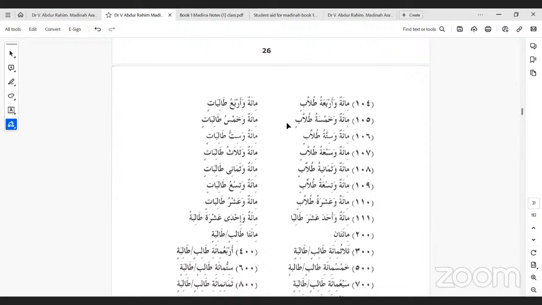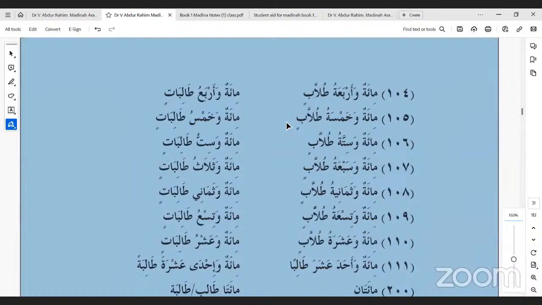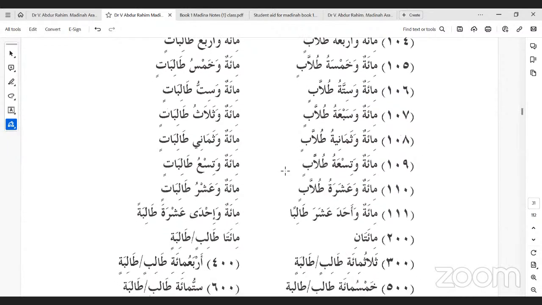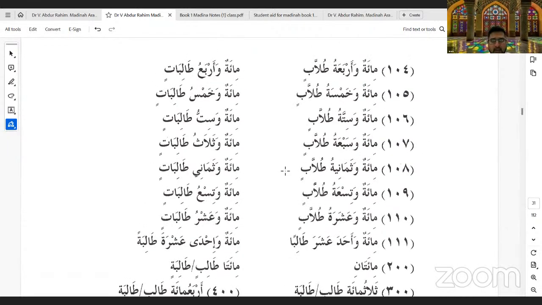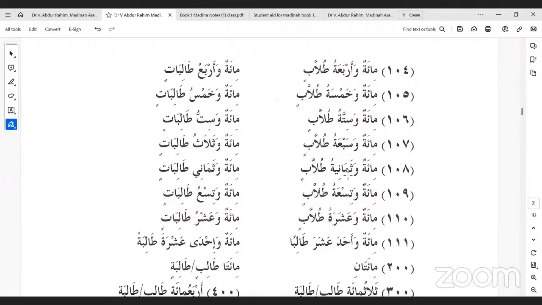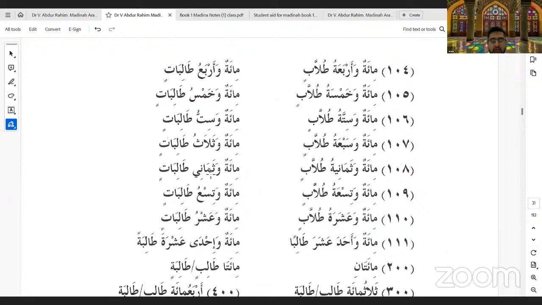Then Miyatun wa Sab'atu Tullabin is 107 male students. Miyatun wa Sab'u Talibatin. So the difference, this column here is for the ma'dud being masculine, and over here is the ma'dud being feminine. So this is the difference between the two. But the number is also different actually. 106, 107.